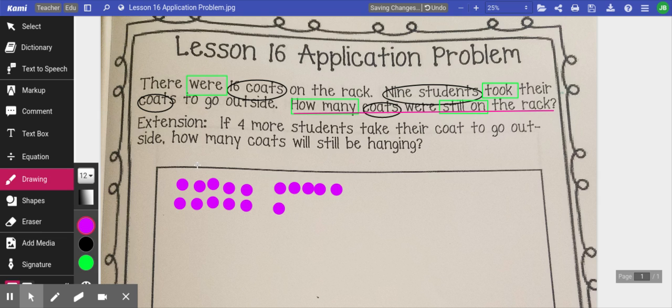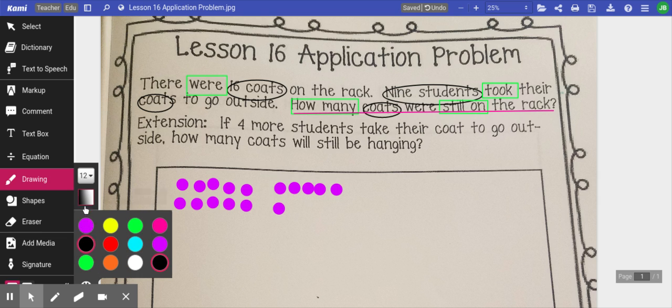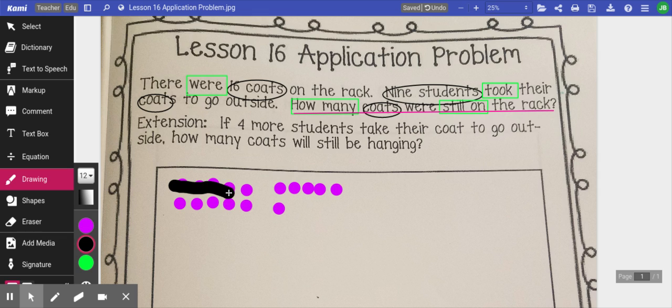9 students took, so I'm going to subtract off 9 of those. 5 there, 6, 7, 8, 9. I took the 9 from the 10 because I know that 10 minus 9 will always leave me with that 1. And that's easier for me to count.